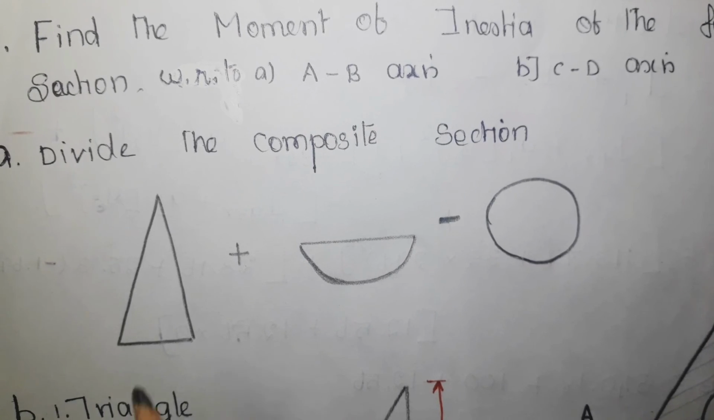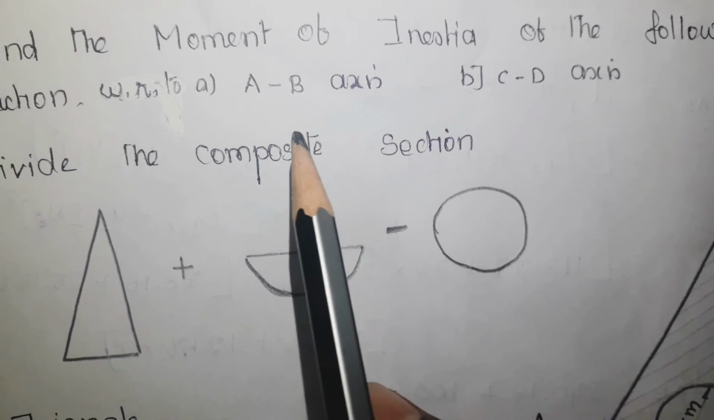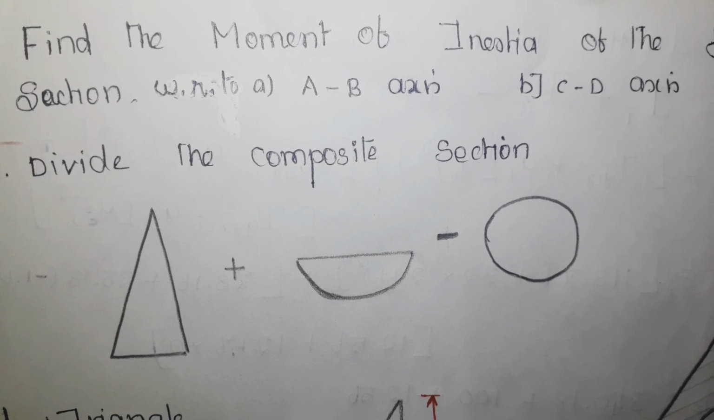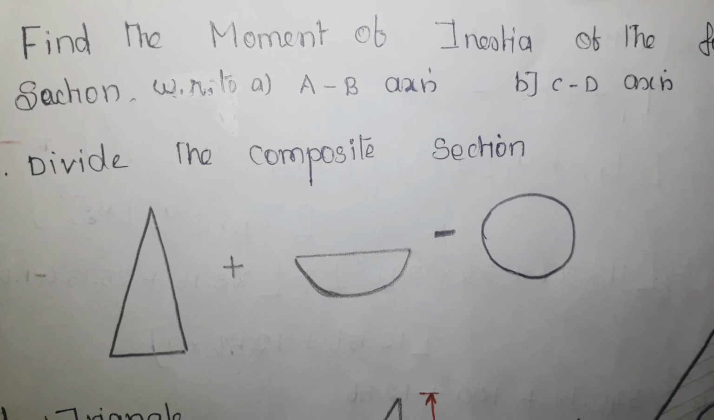So this is how the area moment of inertia with respect to the axes AB and CD have been found. Kindly go through this video one more time to get a better understanding.